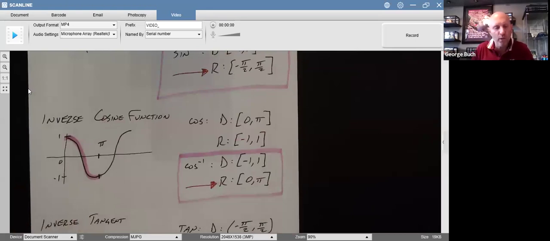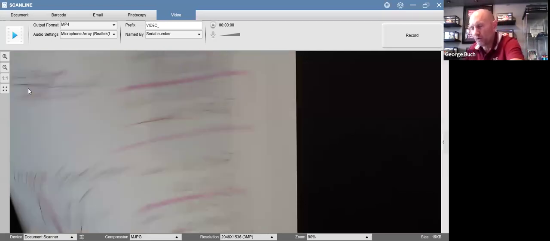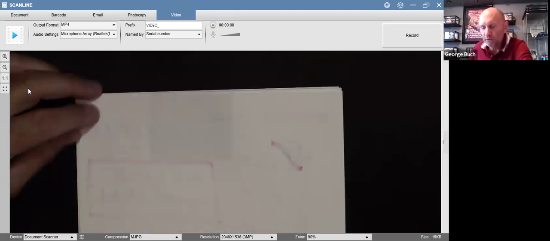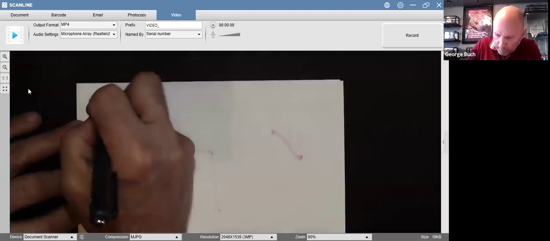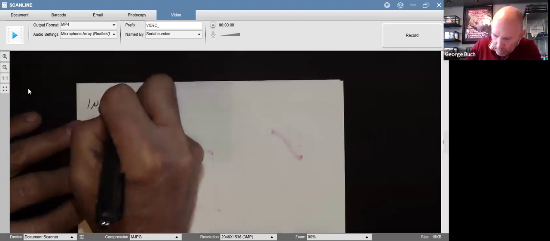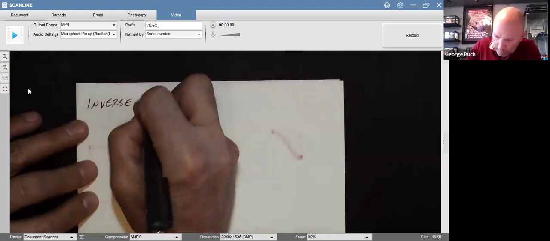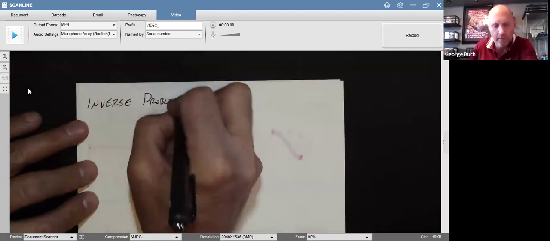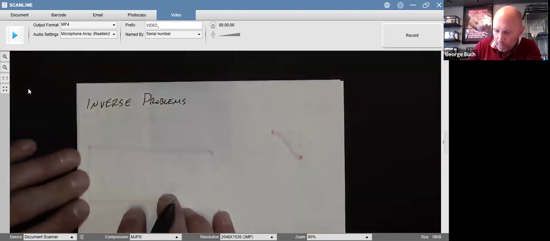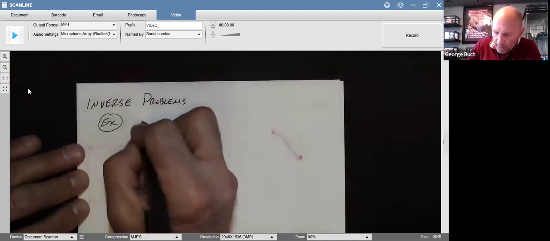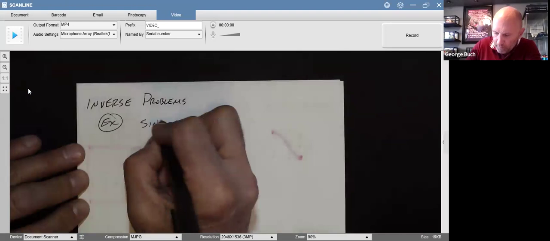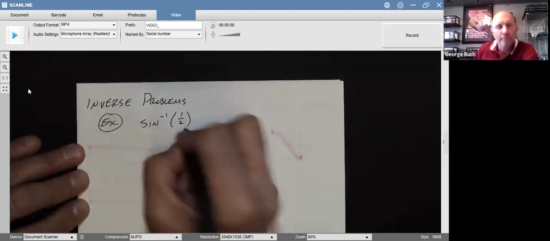And so a tricky way, or I don't know, maybe it's not tricky, maybe it's an easier way to do this. When we are doing inverse problems, for example, maybe I have something like sine inverse of 1/2.